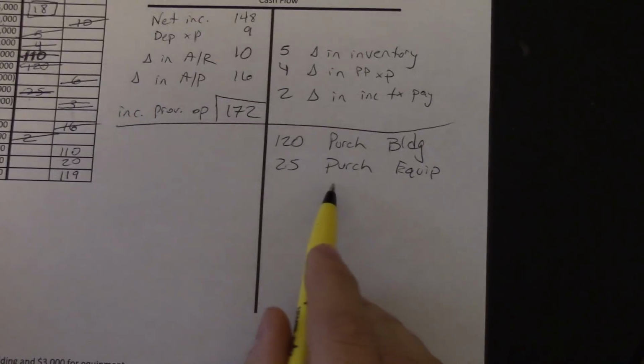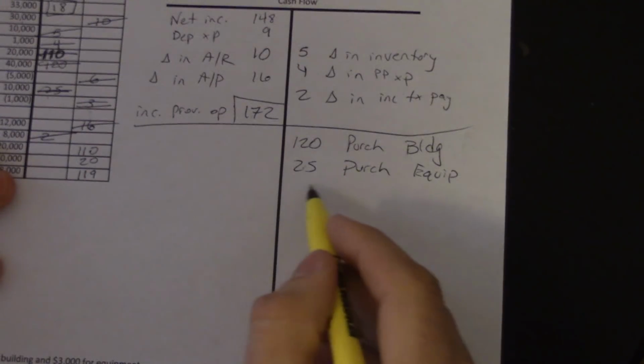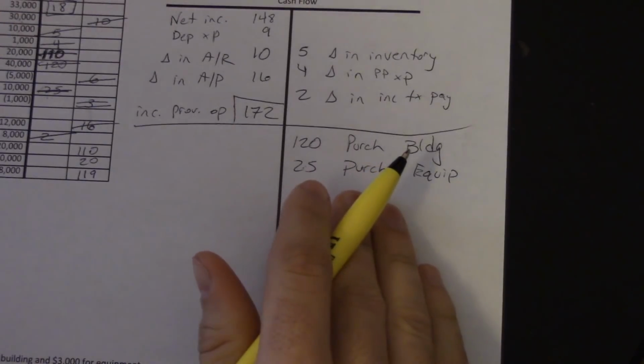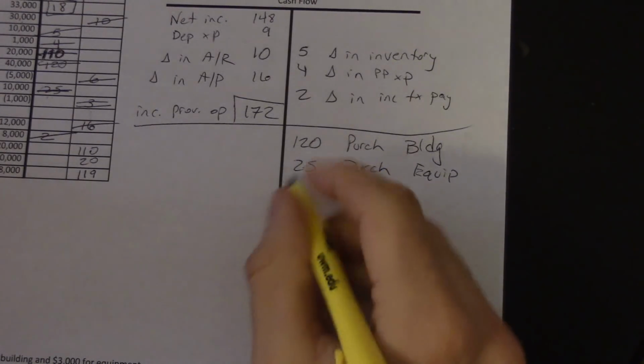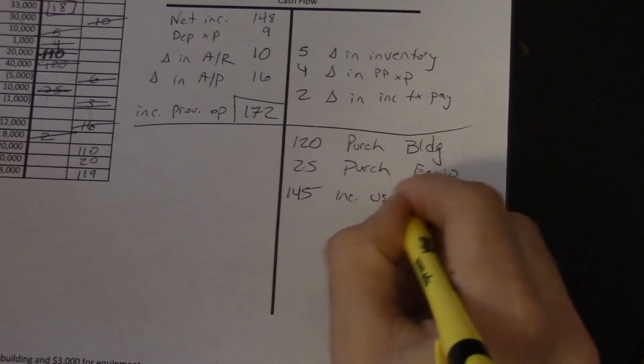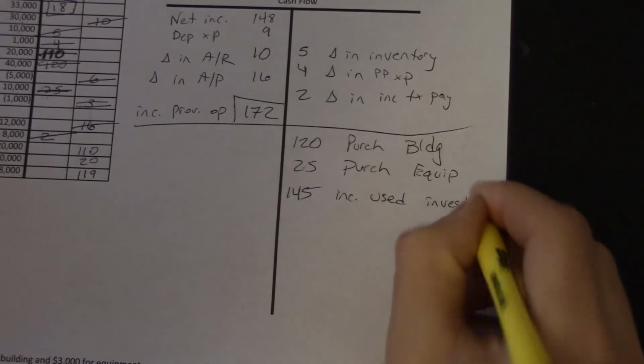So that's our investing section. That's all of our long-term assets, so we can figure out our income from investing, which looks like 145. Income used in the investing section.